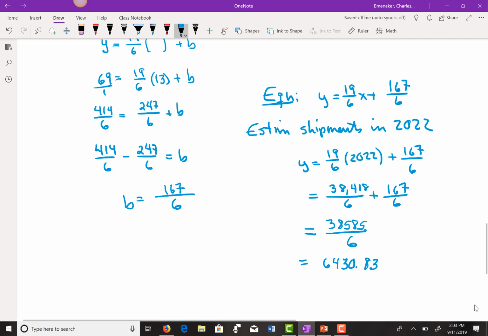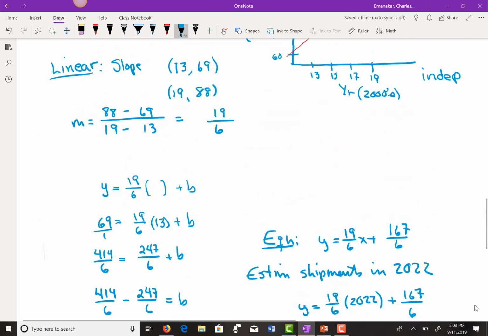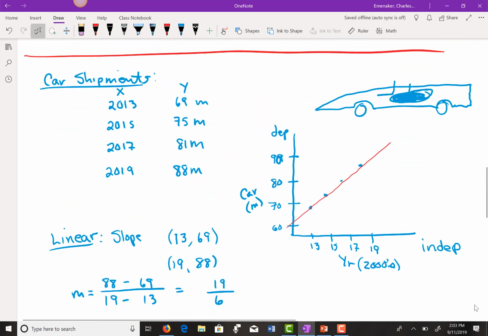Well, let's think about that for a minute. Based on the data that we're given, does 6430 look like a reasonable number moving on down the track? If I would have asked you to guess what's happening in 2 years, from 69 to 75, from here to here is a jump of about how much? About 6, isn't it? From here to here is a jump of about 7. This would be a jump of about 6 or 7. So maybe this would be 95 million.